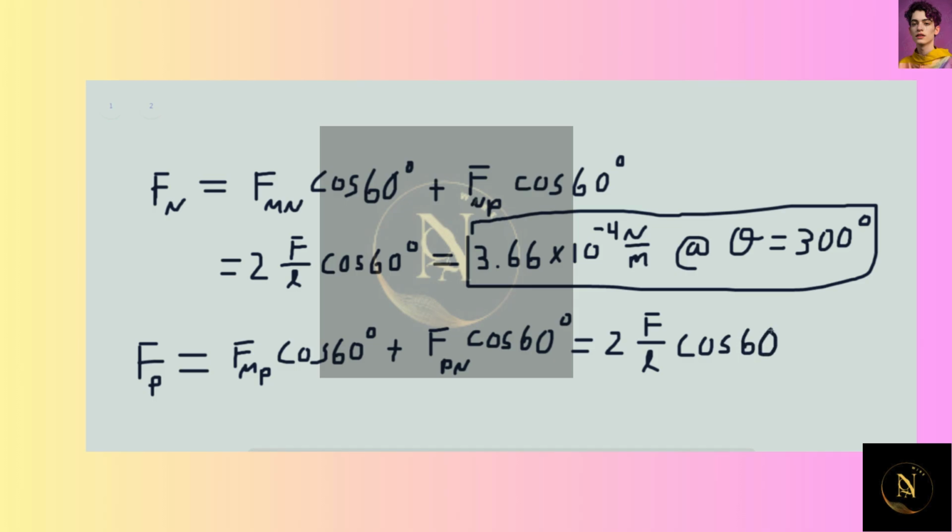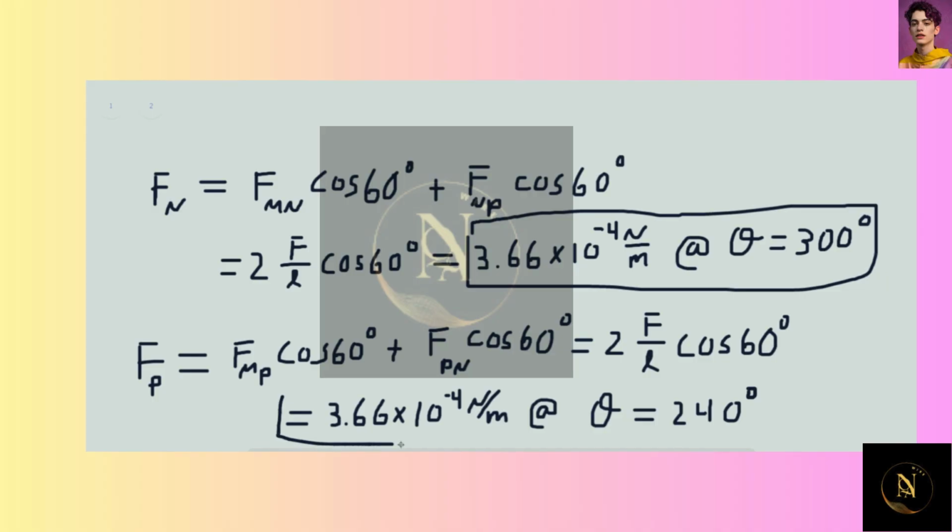If you look closely, this is exactly the same as above, so we get the exact same solution that we got for point N: 3.66 times 10 to the minus 4 newtons per meter. Except this time we are operating at an angle of 240 degrees, or you could also call it negative 60 degrees, but we'll just say 240 degrees to make it easy. So at angle theta equal to 240 degrees, we can box that in as our final part of the solution to our question.